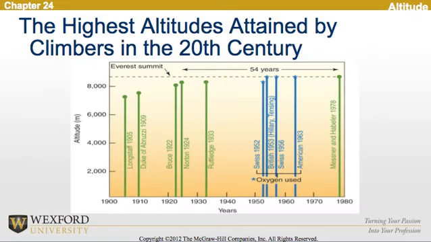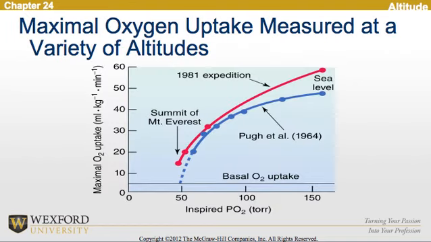Now, if we look at this chart, we see the highest altitude attained by climbers in the 20th century. This is looked at both with oxygen used and without oxygen used. Now, in this graph below, we see the maximal oxygen uptake measured at a variety of altitudes, including the summit of Mount Everest.